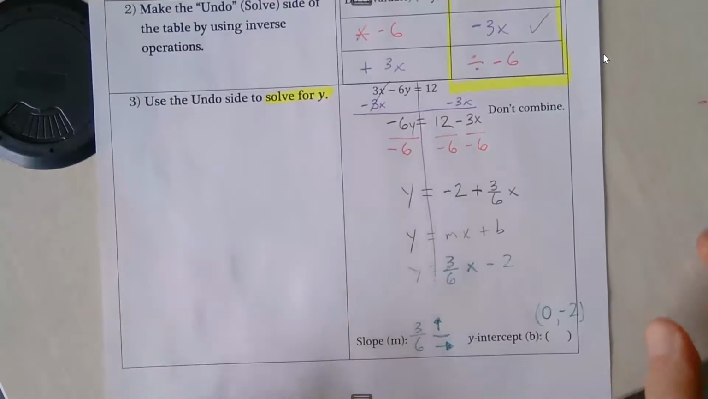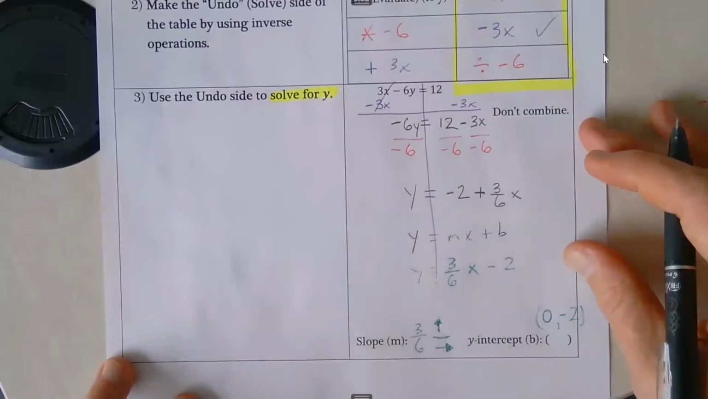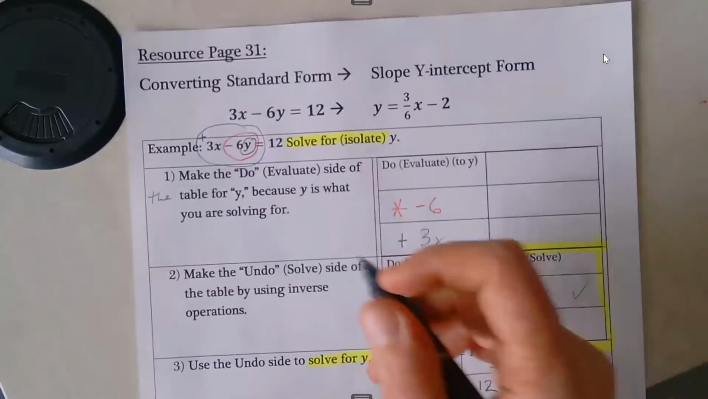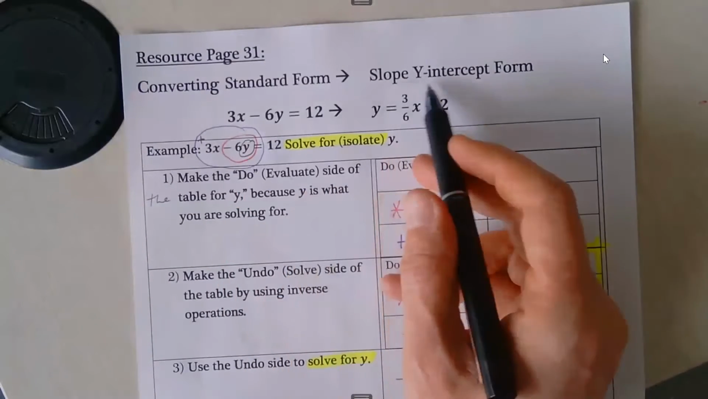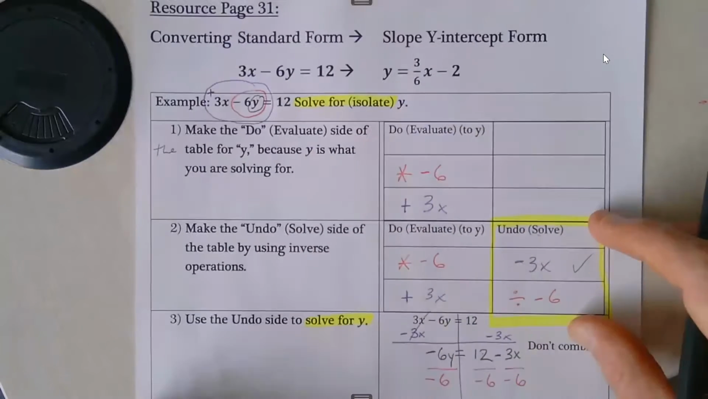Okay, so we just showed you how to convert your line from standard form to slope y-intercept form. You can do it.